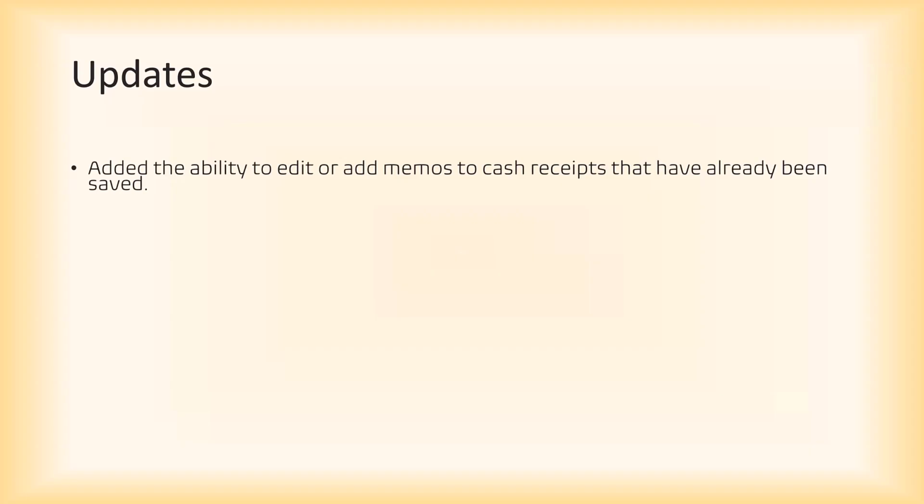So in cash receipts, obviously we updated cash receipting to our new form of window, and we added the ability to edit or add memos to cash receipts that have already been saved. Prior to that, when you save it, that was a hard save and you couldn't edit it after, but we added the ability to edit or add a memo after the fact. So if you need to type in like they paid this on this date, you can now do that.